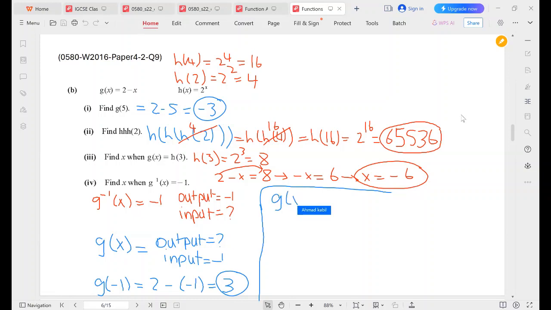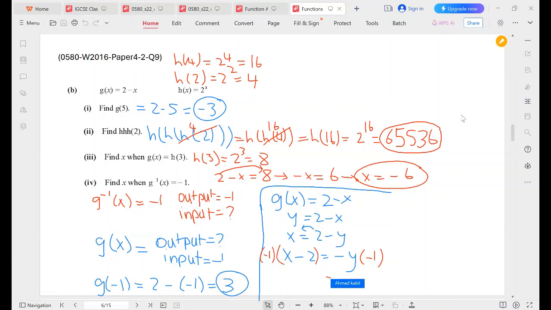So g of x equals 2 minus x. Therefore, y equals 2 minus x. And we flip x and y. So x is 2 minus y. And then we want to isolate the y. So take the 2 to the other side. You get x minus 2 equals -y. You can multiply by -1 on both sides. So here we have -1, and here we have -1 as well. So positive y equals -x plus 2.